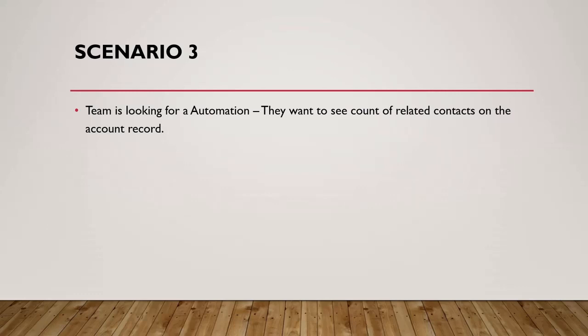but this can be achieved through a roll-up summary field, provided the two objects are related to each other through a master-detail relationship. But the account and contact objects do not share a master-detail relationship. They share a special kind of relationship, which you can say is a lookup relationship, right? So through a roll-up summary field, we cannot achieve this.